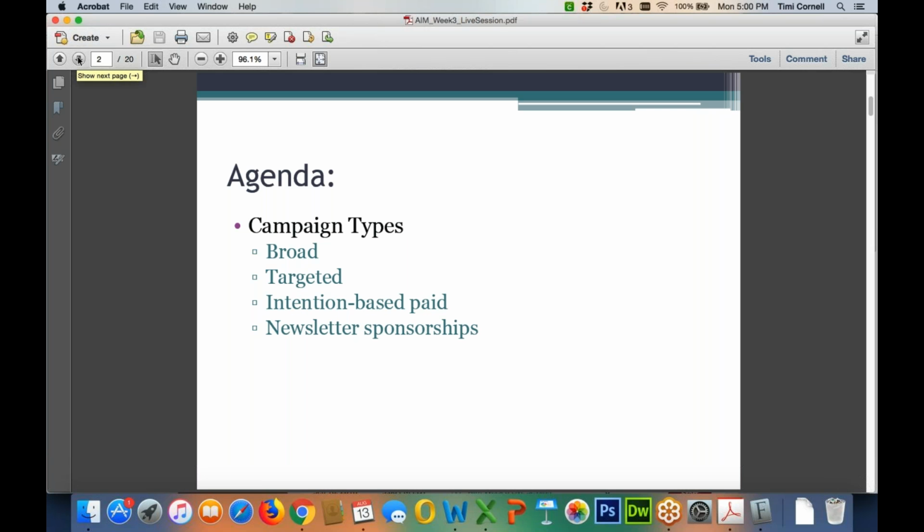On tonight's agenda, we are going to be covering 4 different campaign types. This is, of course, for the purpose of your IMAP Part 3, the traffic and promotion strategy. But we'll be covering the broad campaign, the targeted campaign, intention-based paid, as well as newsletter sponsorships.